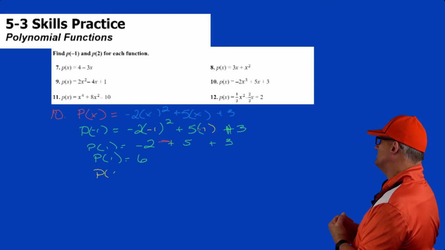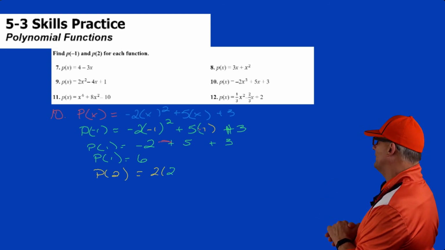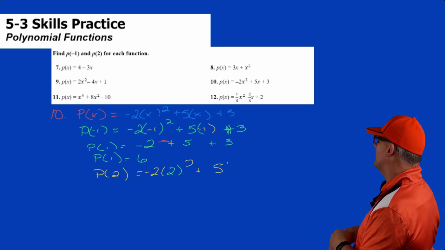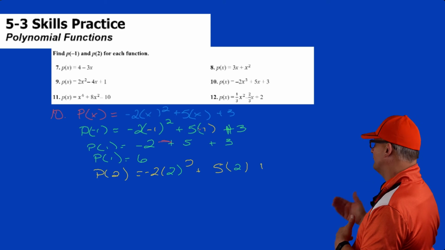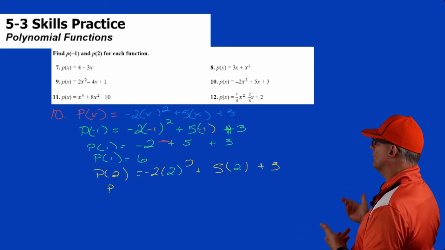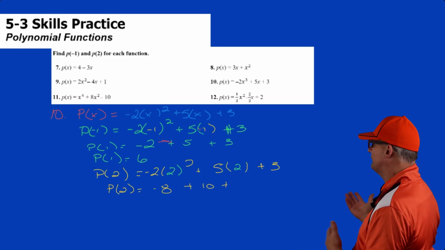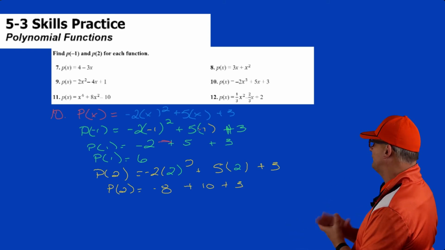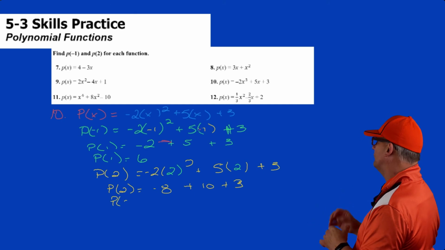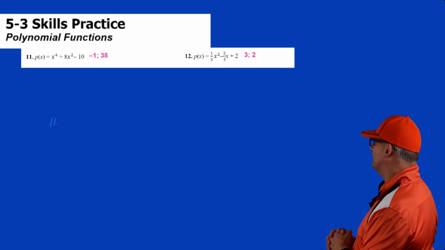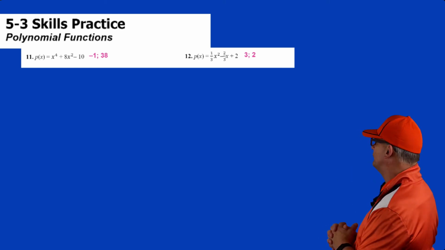All right, let's plug in 2 now. Substitute in 2, same thing. Open parentheses. We have 2 cubed times negative 2 plus 5 times 2 plus 3. 2 cubed is 8 times negative 2 is negative 16, right? 5 times 2 is 10 plus 3, that's 13. So we have negative 16 plus 13, that's negative 3. So P of 2, the way you write your answer, P of 2 equals negative 3. That way everybody knows you substituted in 2, and you got that answer when you did so. There's the answers to 11 and 12.